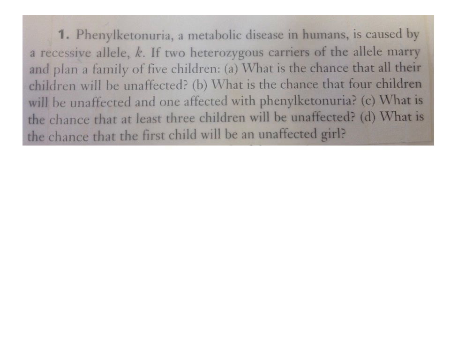C, what is the chance that at least 3 children will be unaffected? And D, what is the chance that the first child will be an unaffected girl? Okay, so it's a little more complicated, but not too much. All right, so let's take 3 minutes and see if you can do that. Okay, so is everybody good with this one? We're good. Just remember on the last one, you have to calculate the probability of being unaffected, and the probability of being a girl.